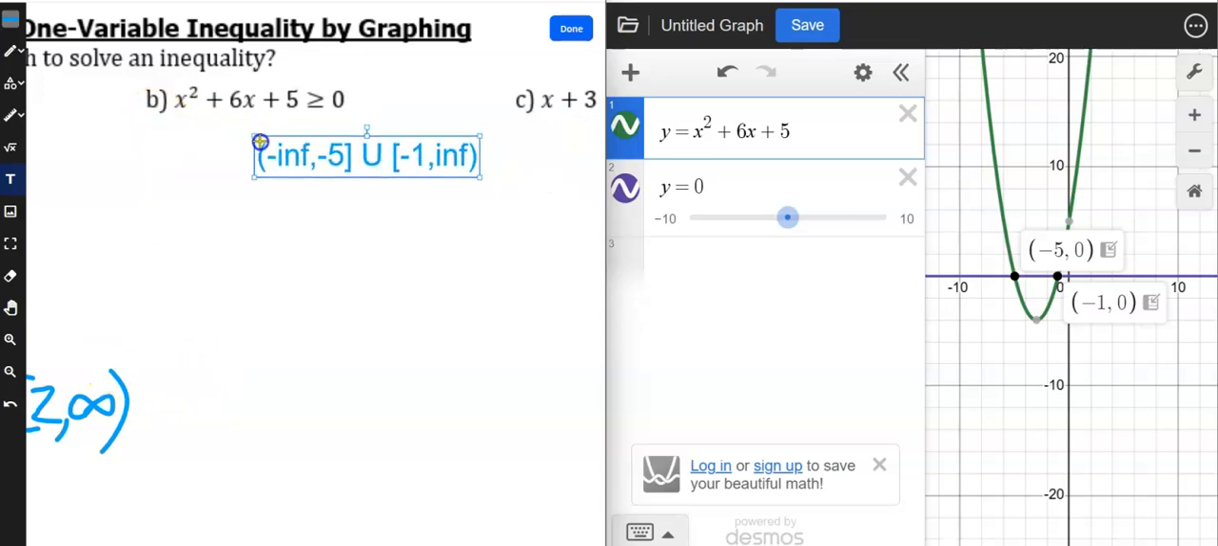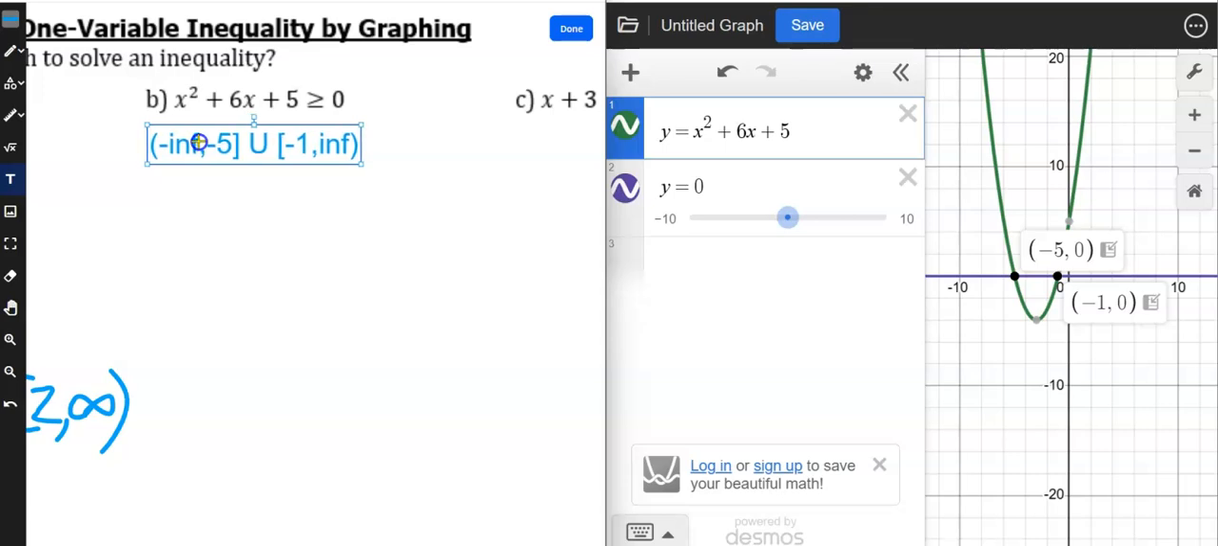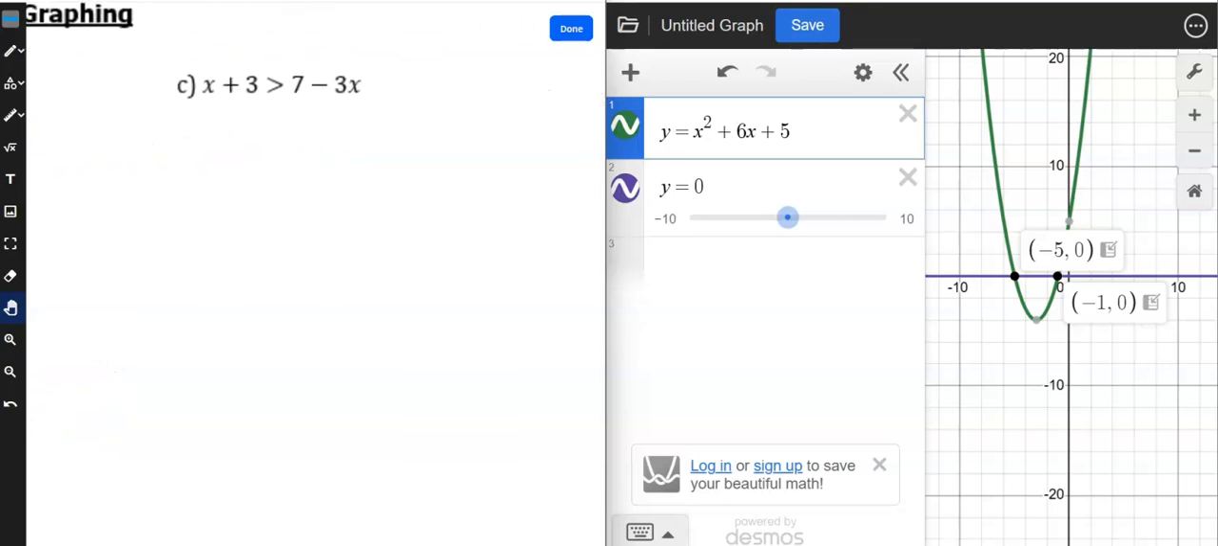Drink that down a little bit so it's not so ridiculous. But that's negative infinity all the way to negative 5. That's above the x-axis, right? I know they're asking me for above because they want to know when the parabola is bigger than the line, y equals 0. And then, of course, also happens over here from negative 1 to the right to positive infinity. Okay? Picture shows me everything I need. And let's slide this over and do the next one.